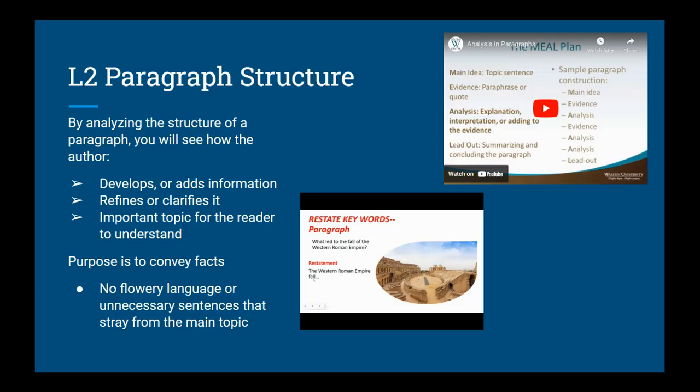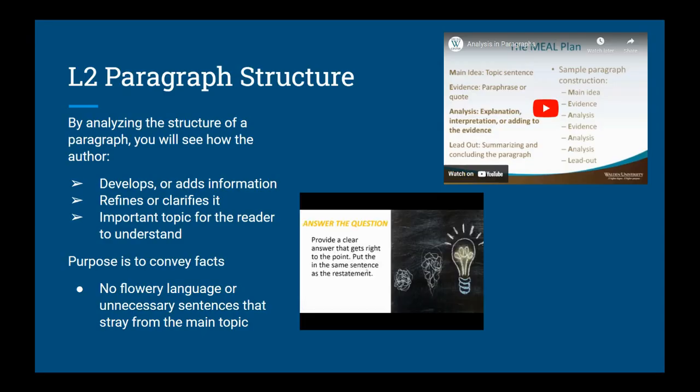Notice that we've changed the form of the word here, fall to fell, and we've changed the order and haven't used all of the words. Some students get confused and think that the restatement is simply writing out the question again, but it's not. We're changing the question into the start of an answer.